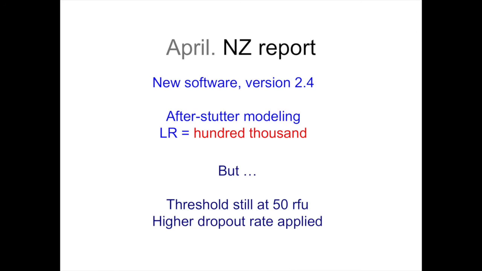However, looking at the STRmix report, the 10-page listing of what the program actually did, we still see they're using a threshold of 50 RFU, and they turned up the dial on dropout. They just turned it up a little bit. You still get included if you choose the data in that way.